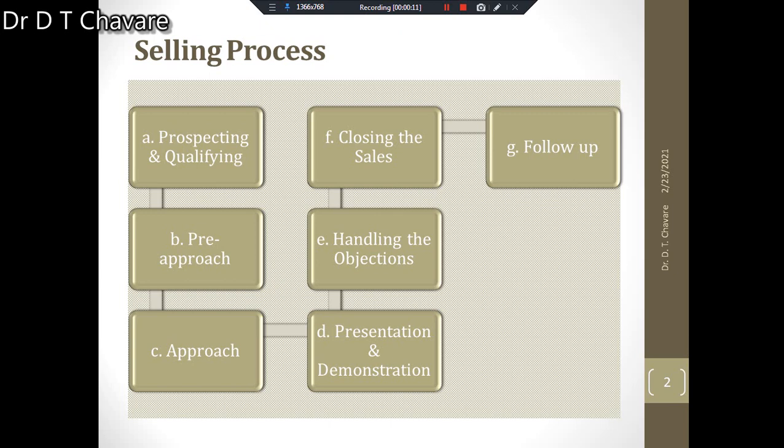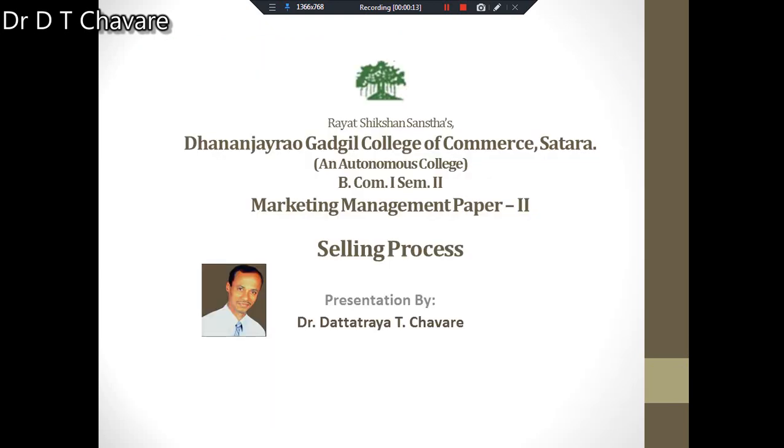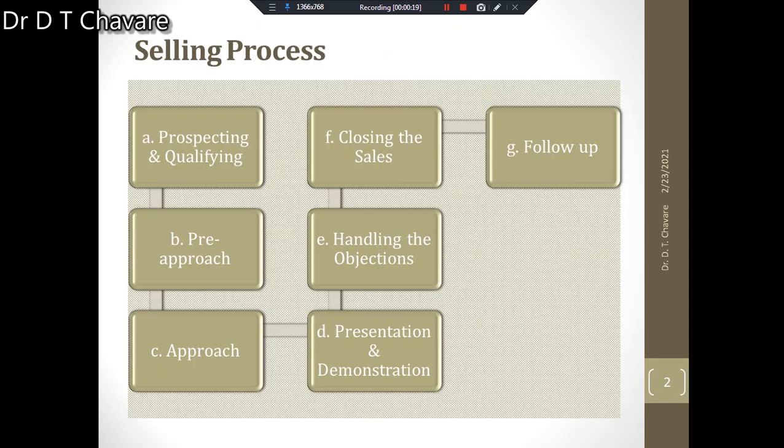Today we have to understand, we have to study, we have to know the selling process. In the selling process, what type of stages are used? What type of steps you have to complete? All such things you have to understand in the selling process. To understand effective selling, several theories are suggested by marketing scholars.